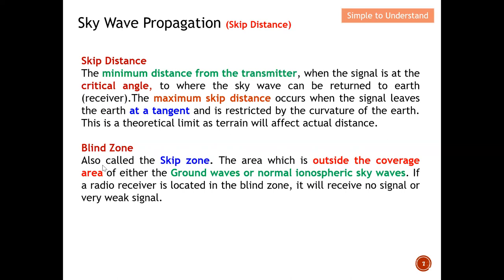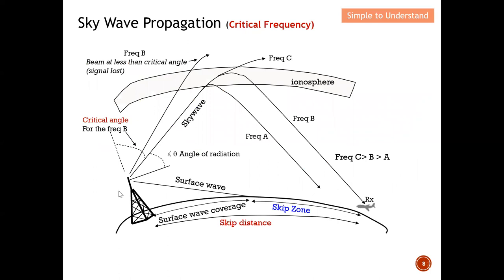Let's go to the blind zone. Also called the skip zone, it is the area which is outside the coverage area of either the ground wave or normal ionospheric sky wave. If a radio receiver is located in the blind zone, it will receive no signal or a very weak signal. Again, let's look at this diagram in order to understand this.